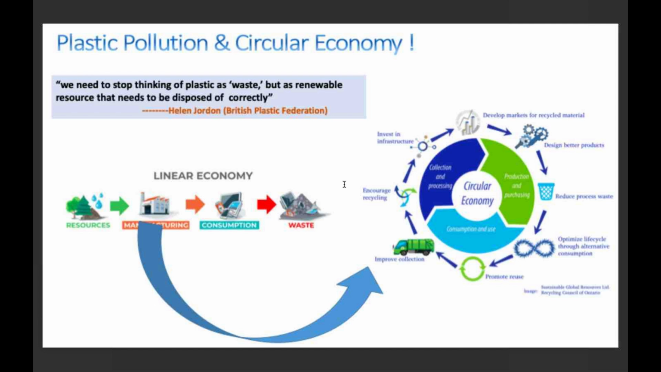There are 5 R's which are being talked about. Refuse: when we say refuse, we are not saying that you refuse to use plastics, but just don't use single-use plastic items. Reduce: we can use only those things without which we cannot live. Reuse: it should not be just one-time use. And recycle, this is very, very important if we have to address this scale of a problem.